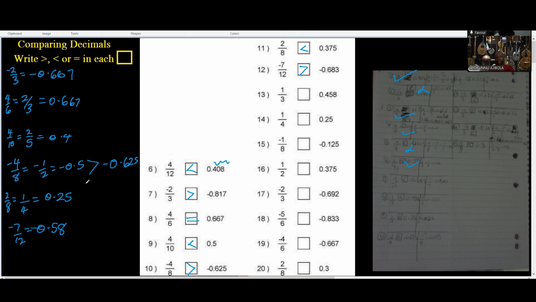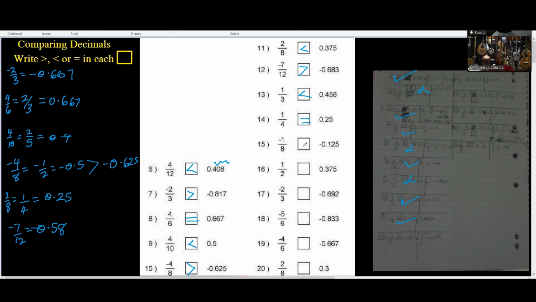Then the next one is 1 over 3. 1 over 3 is 0.333. So that's less than. Then the next one, 1 over 4 is 0.25. This is equal to. Then 1 over 8, which is minus 0.